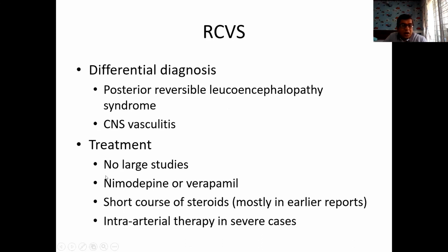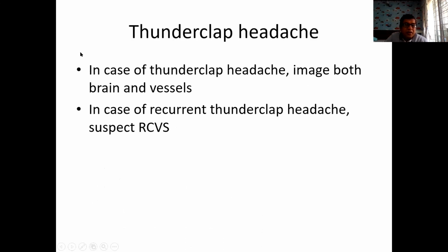Treatment-wise, there are no large studies, unfortunately, in this entity. The drugs that are used are calcium channel blockers like nimodipine or nifedipine or even verapamil. Short courses of steroids were used in earlier reports. Nowadays, no one uses steroids, and one has to stop the offending drugs in these patients. So in thunderclap headache, one has to remember that one has to image both brain as well as vessels when you are thinking of thunderclap headache.